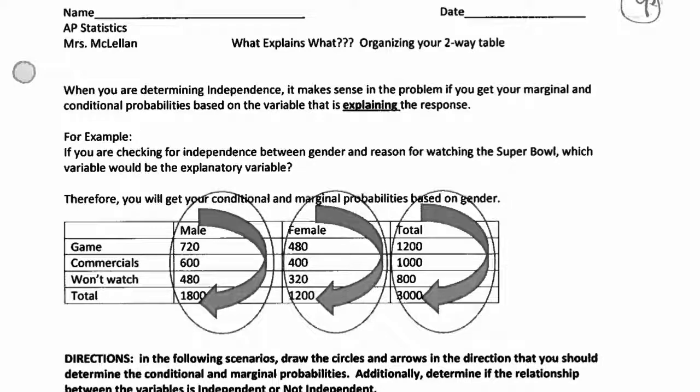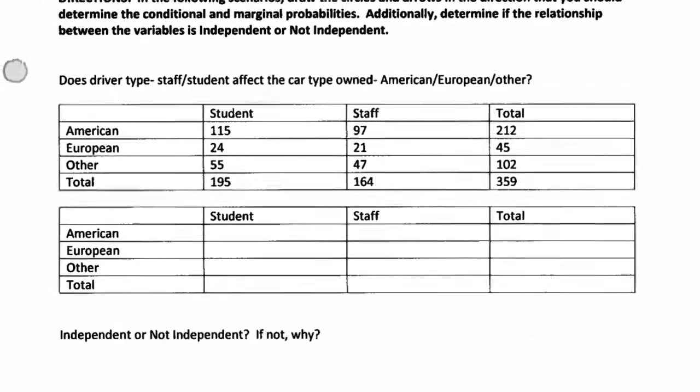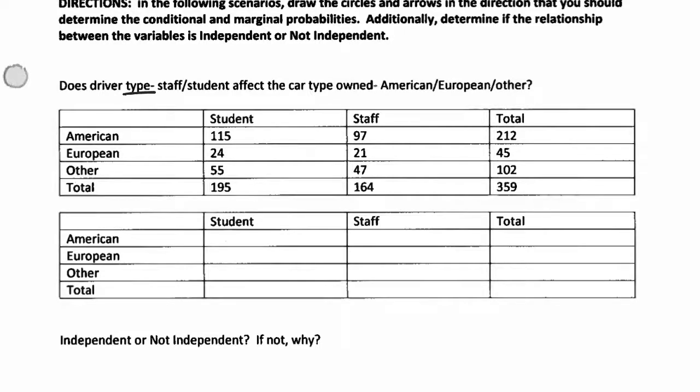So page 9. We know in the problems we just did that the variable of the gender was the explanatory variable, and it was explaining the Super Bowl activity. So I want to use that same idea and take a look down here at what we've got going on. We've got a type of driver, and then we've got the car type, the origin of the car. So I can see up here on the top is our type of driver, and then on the side is going to be the type of car.